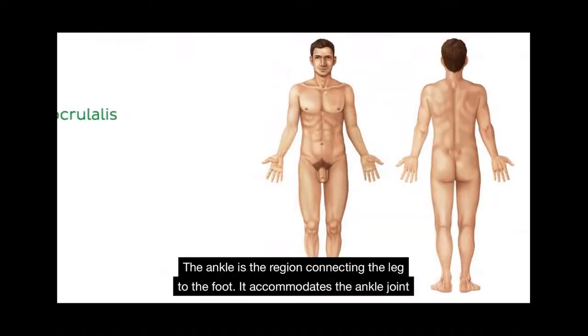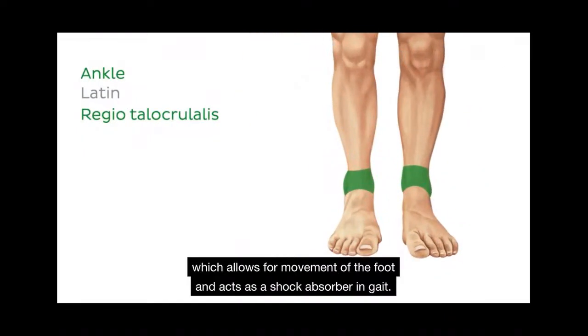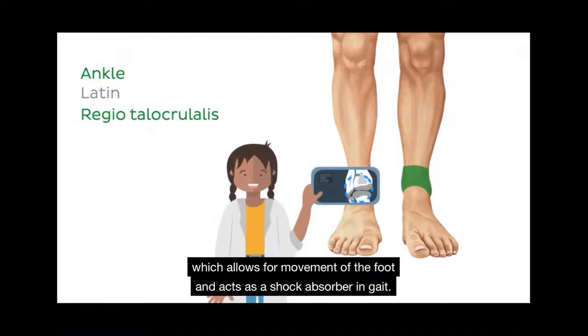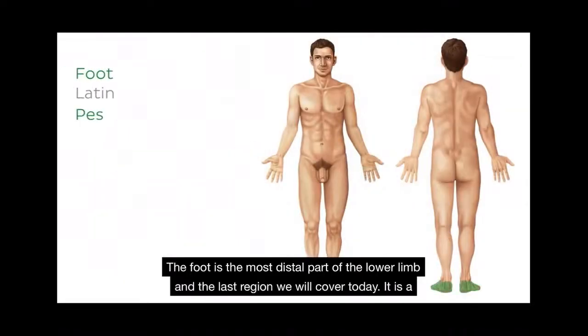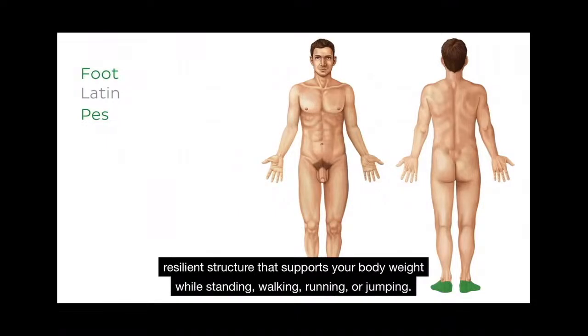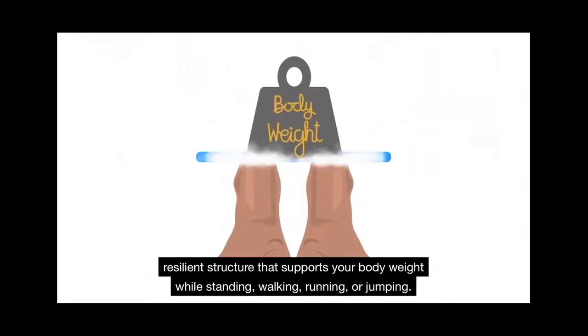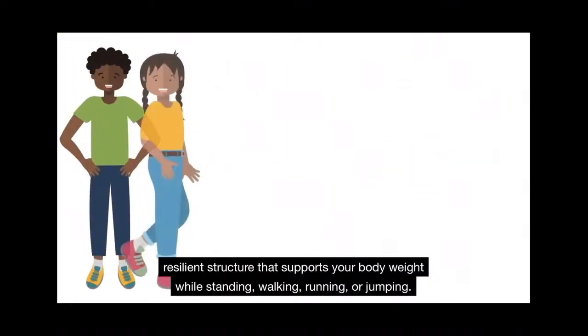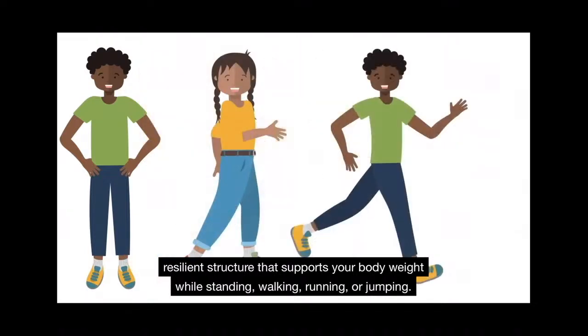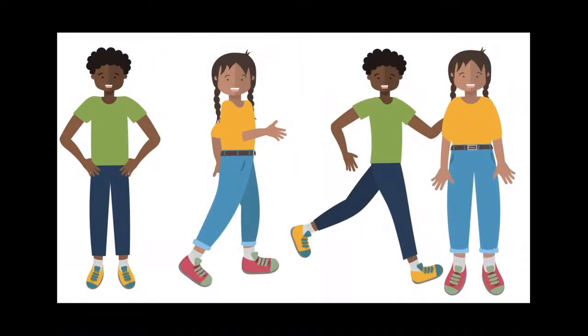The ankle is the region connecting the leg to the foot. It accommodates the ankle joint, which allows for movements of the foot and acts as a shock absorber in gait. The foot is the most distal part of the lower limb and the last region we will cover today. It is a resilient structure that supports your body weight while standing, walking, running, or jumping.